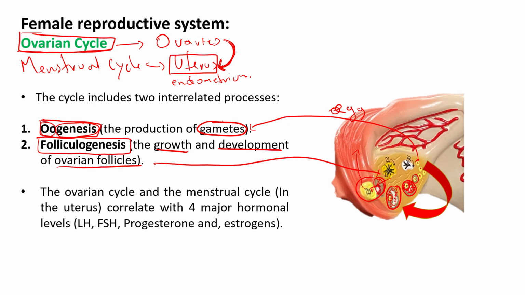So the ovarian cycle and the menstrual cycle correlate with each other, and there are all these four hormones that are important to know, because these hormones are going to affect the ovaries, but they're also going to affect the uterus indirectly.